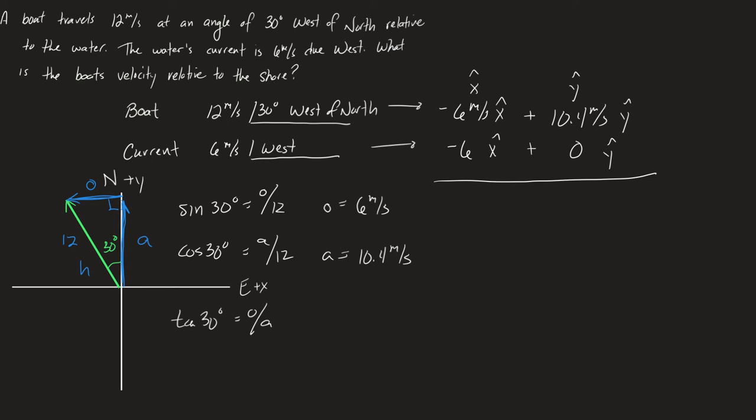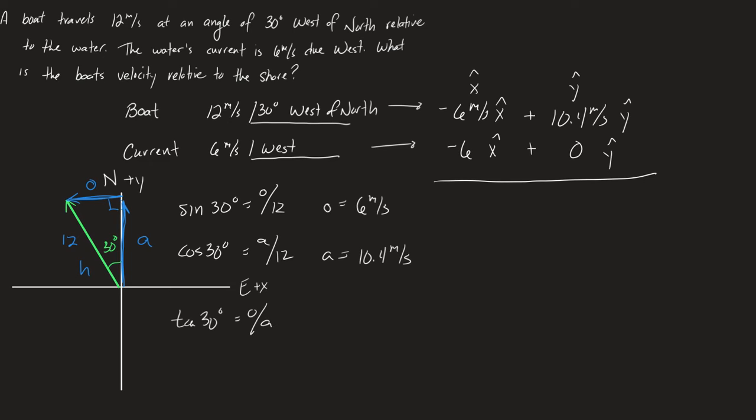Are we not assuming that the boat at 12 meters a second is already being affected by the water? It is being affected by the water, but that's only relative to the shore. The boat's compass is pointed at 30 degrees. The boat doesn't know that the water's moving.